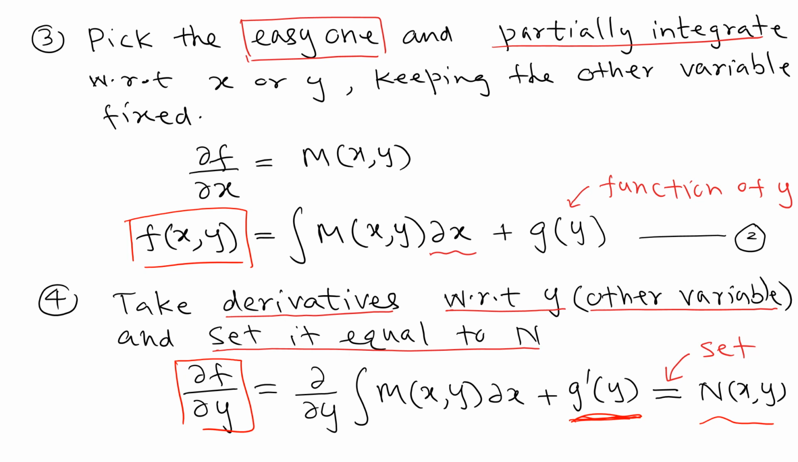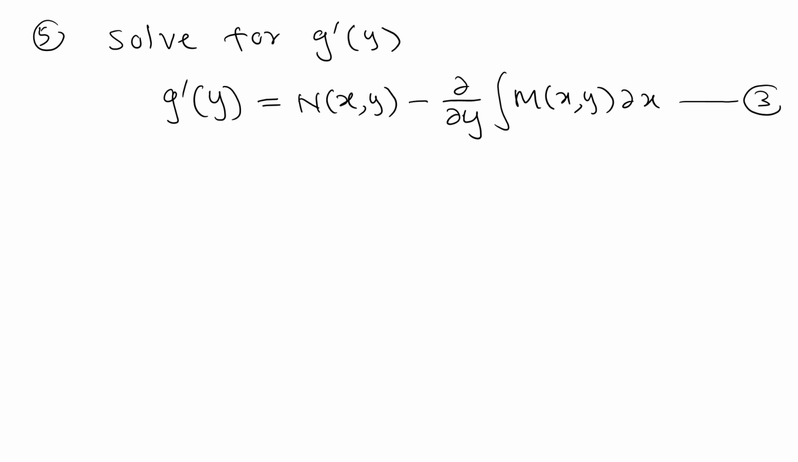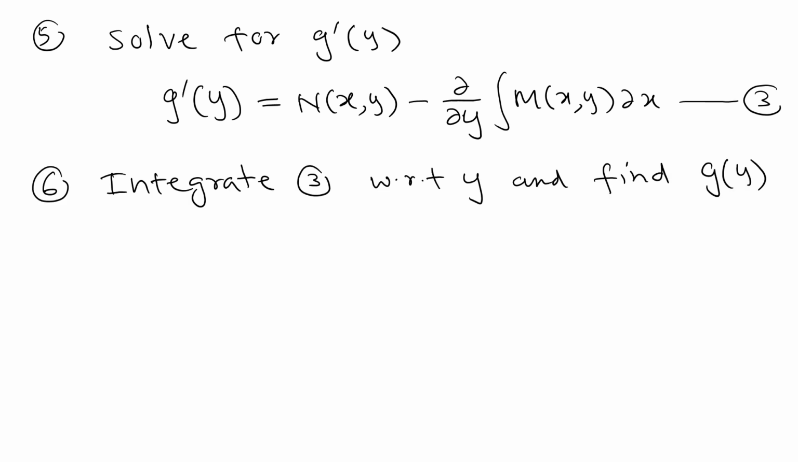Now you can see in this equation that you can actually solve for g prime. So the next step is to solve for g prime of y. When you solve for g prime of y, it is simply N(x,y) minus the partial derivative. You can write it like that. This is the theory, but when it comes to practice, it won't be this complicated. Then we can integrate this one with respect to y now.